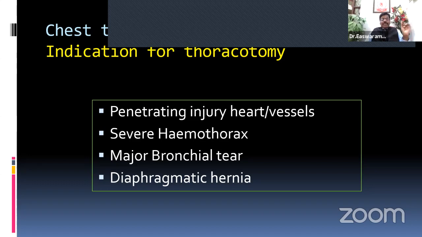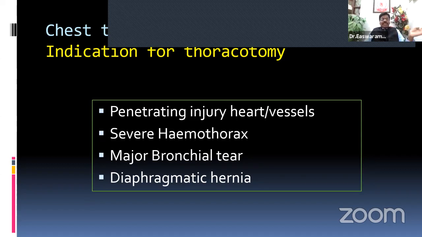Occasionally, if a patient has a penetrating injury to the heart or great vessels, or if the hemothorax is so severe and continuous that you have to go in and control the bleeding, or if there is a major bronchial tear causing a persisting pneumothorax, or, of course, this last case we have seen, a diaphragmatic rupture, then there is an indication for a thoracotomy. So these are the 4 indications for a surgeon's role.